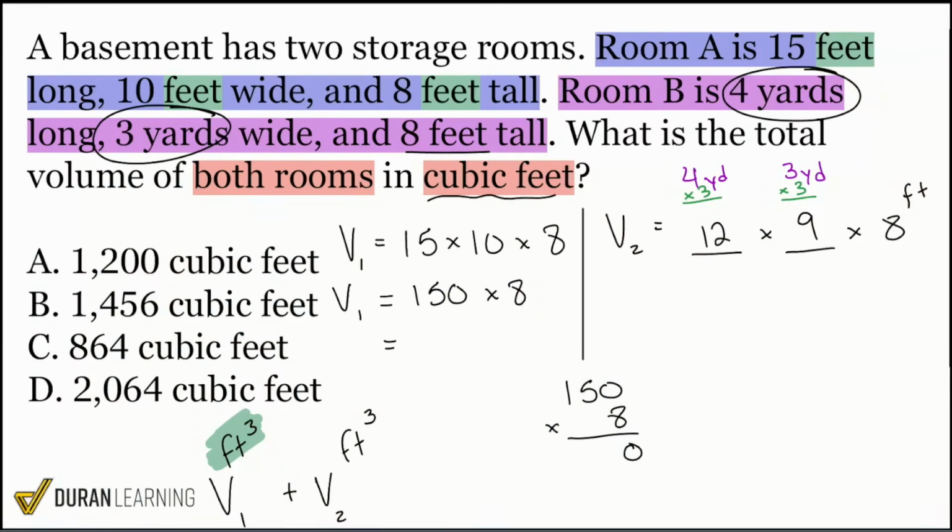0 times 8. 5 times 8 is 40, carry the 4. 1 times 8 is 8, carry the 4 is 12. So again, that would be 1200 cubic feet.